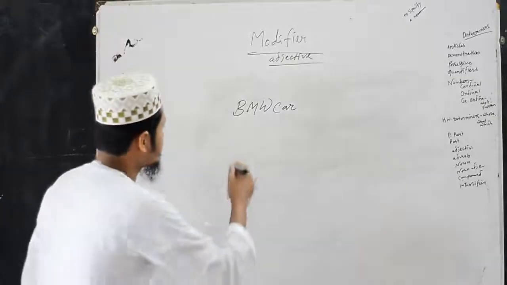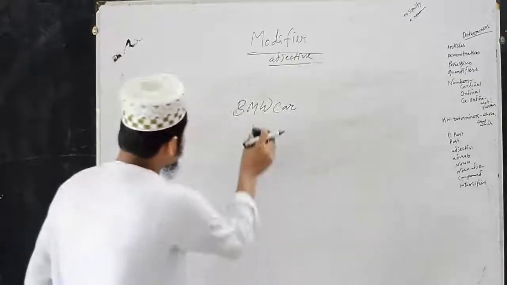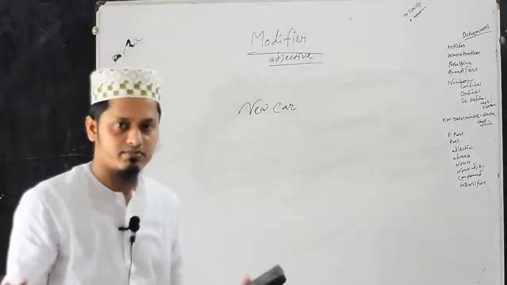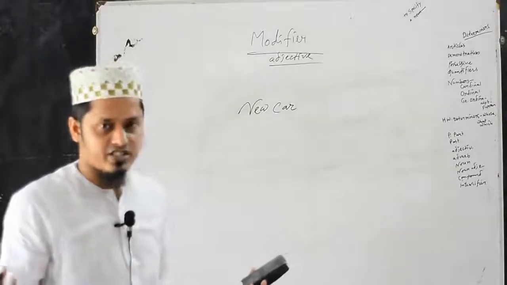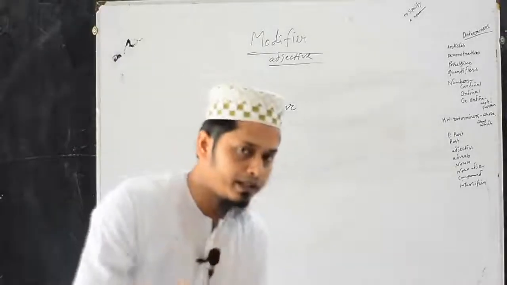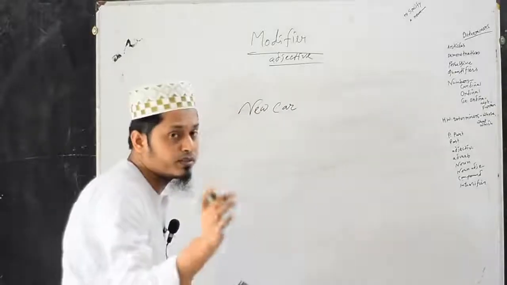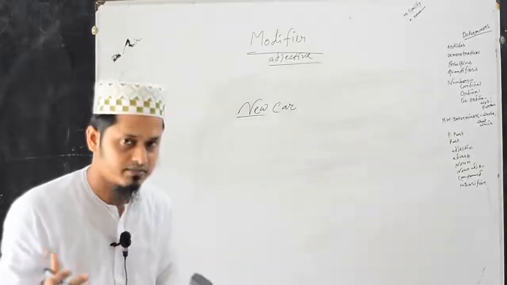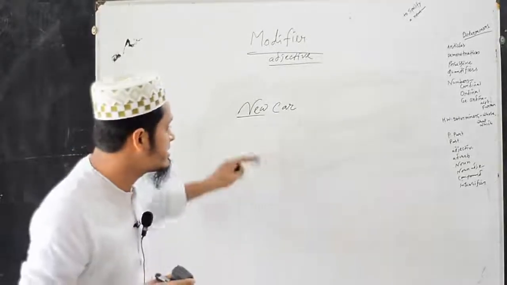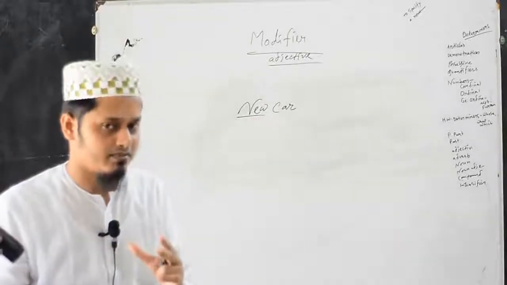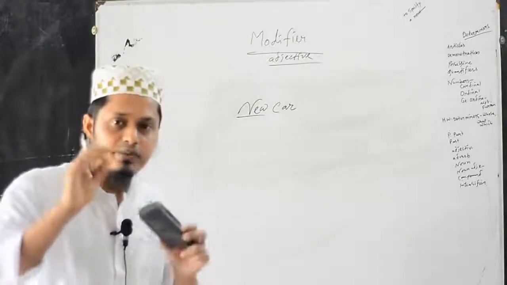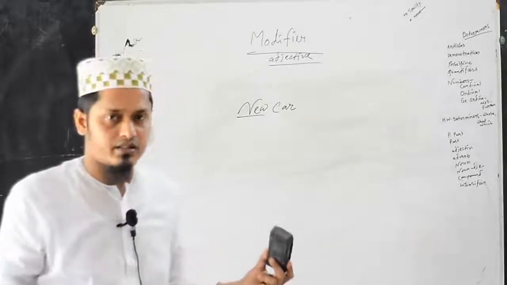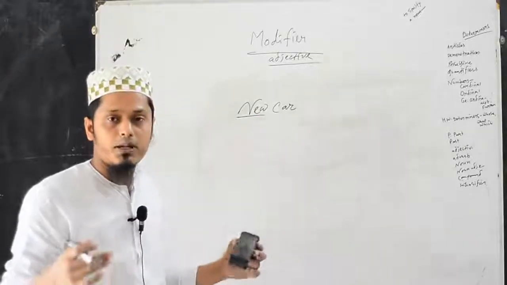Or if I write new car, that means it's very latest in the market. And this word new, this is a modifier, and particularly this is a pre-modifier. Modifier is divided into two types, pre-modifier and post-modifier. So this is the example of pre-modifier.